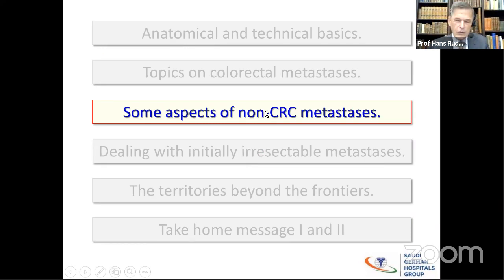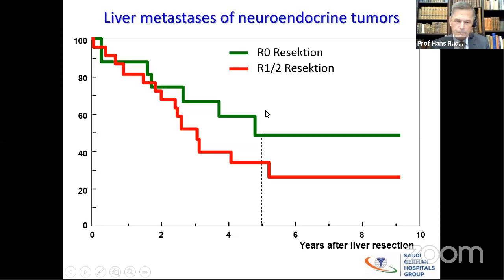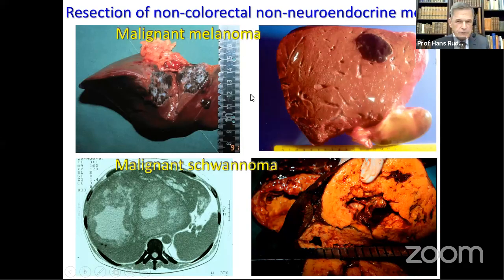Now, what about the non-colorectal metastases? It is clear that the neuroendocrine tumors are doing at least as good as colorectal metastasis. If R0 resection is possible, 5-year survival is 50%, and then most of these patients are cured. R1, 2 resections are worse, but still beneficial for the patients. This is comparable to colorectal metastasis. Therefore, we have to look for the non-colorectal, non-neuroendocrine tumors. But we are doing those resections as well.